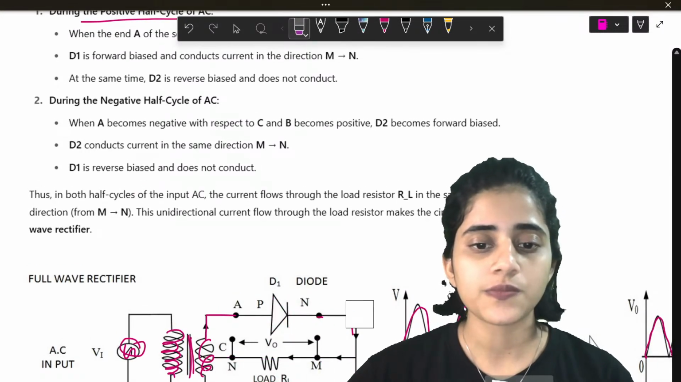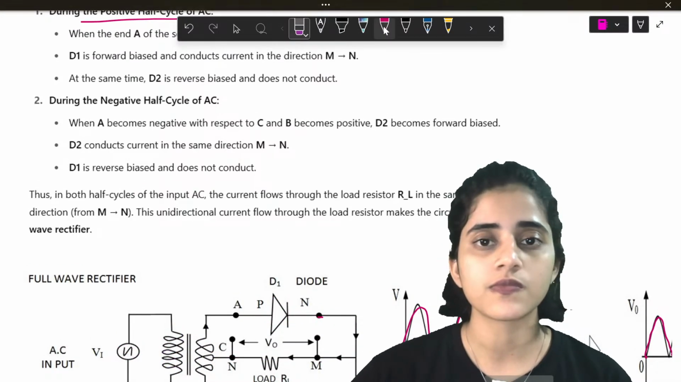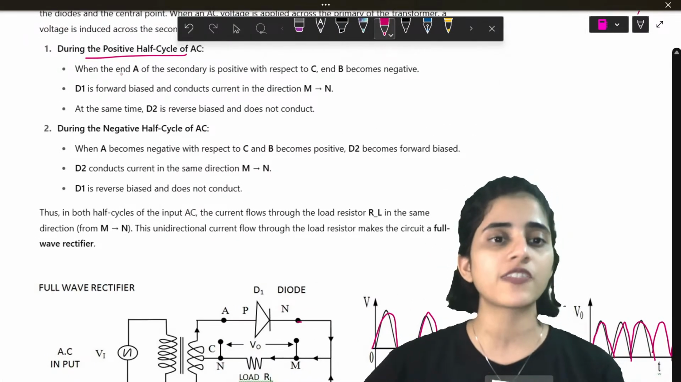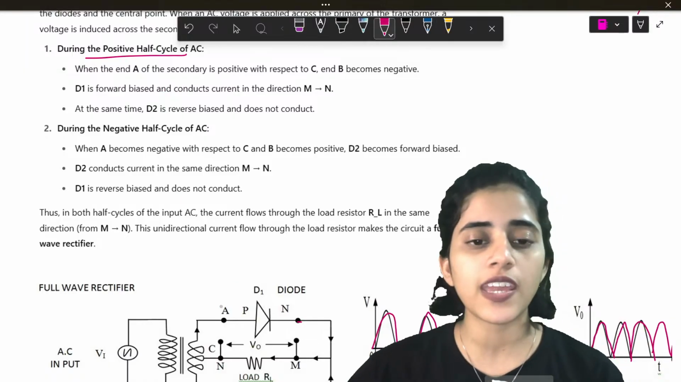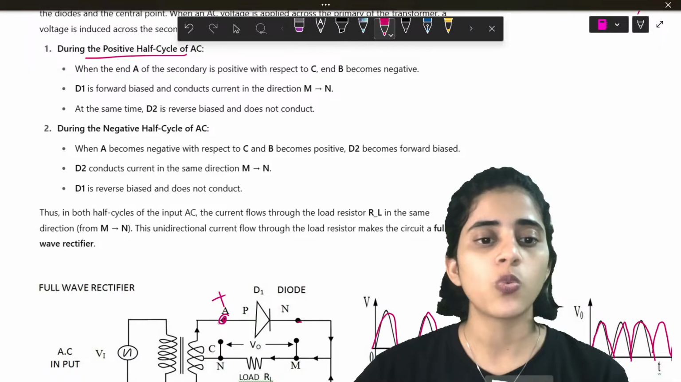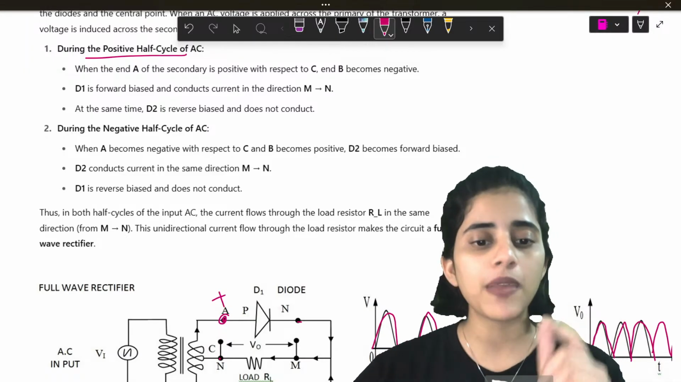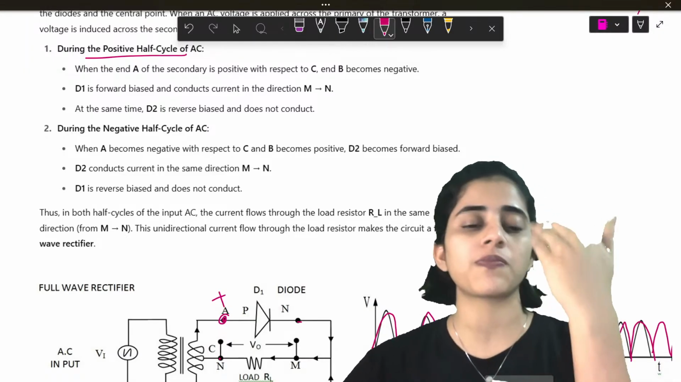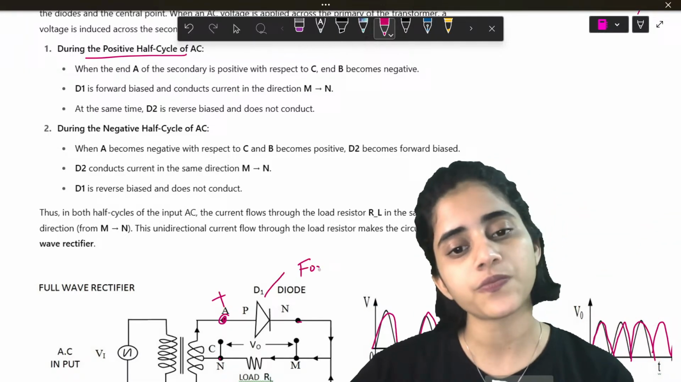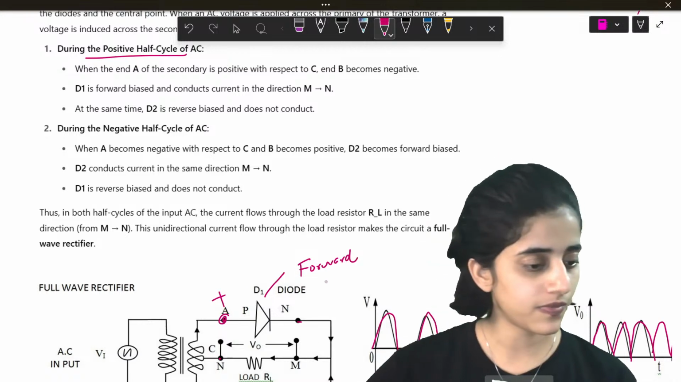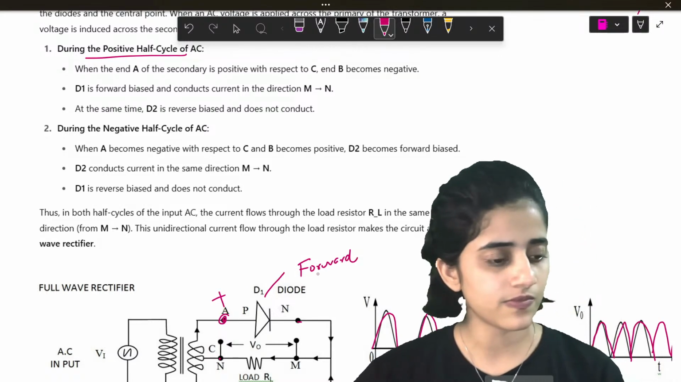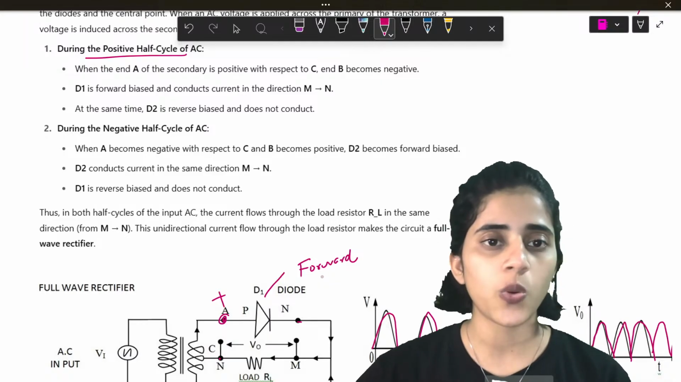During the positive half cycle, what happens? When A is positive with respect to C, B becomes negative. A is positive, B is negative, D1 is forward biased.